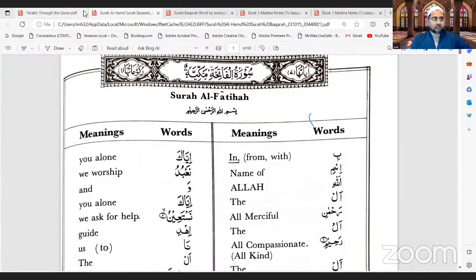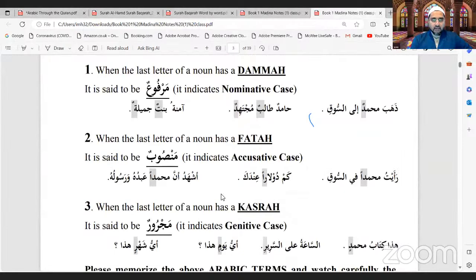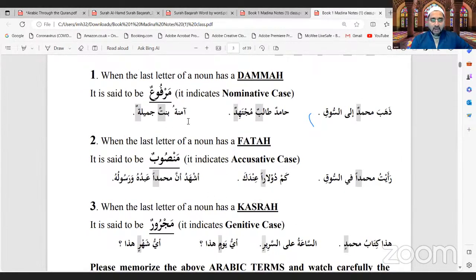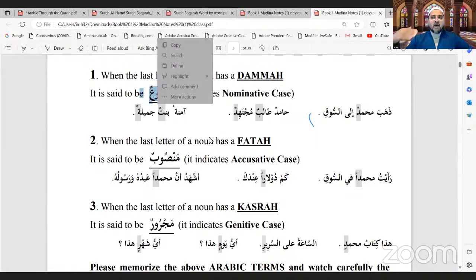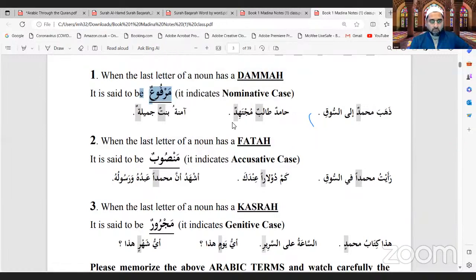Now, I'm going to mention this point and then I'll start. Whenever a noun has a dhamma or a dhamma tanween, like bintun, jamilatun, talibun, mujtahidun, muhammadun, all of which are names of individuals and are nouns, in Arabic we call it marfu'un. The state of the noun is called marfu'un. So marfu'un is whenever a noun has a pesh or a dhamma.